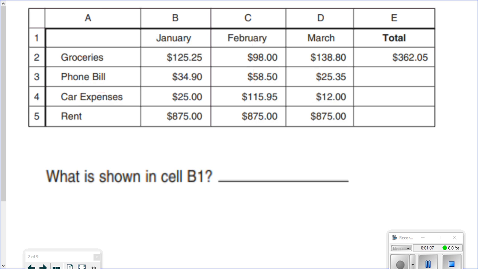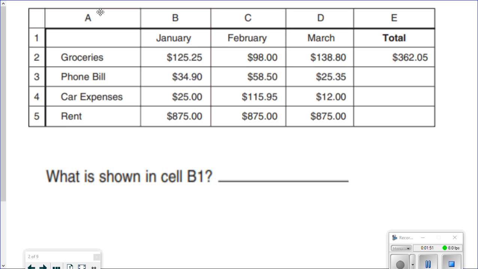This chart looks like a table full of bills. In column A, we have the words groceries, phone bill, car expenses, rent. In column B, we have January and all that money that the groceries, phone bill, car expenses, and rent cost. In column C, we have February and all their expenses. Column D, we have March with all the expenses. Then in column E, we have the total. So I'm looking at this table right now. The groceries in January were $125.25. The groceries in February were $98. The groceries in March were $138.80. The total in column E, that'd be in E2, is $362.05. So I'm taking a close look at these things.